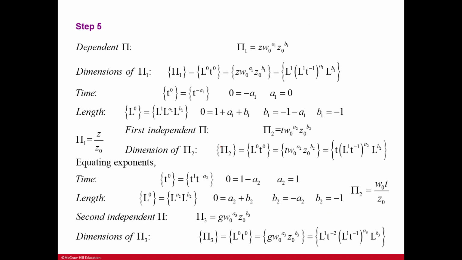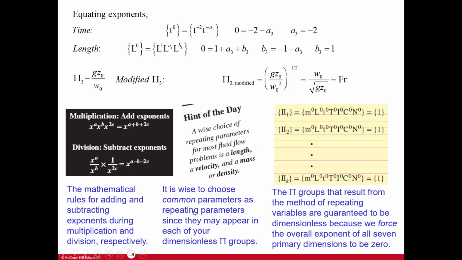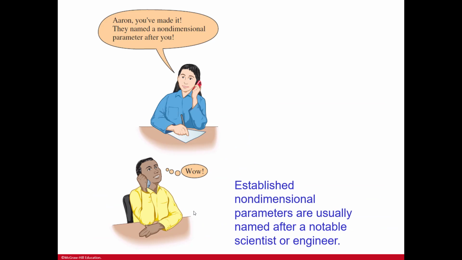And then step 5, you work it all the way through here. It looks like a lot of math, and it is, but it's a lot of small math. So you see dependent pi, dimensions of pi 1, time, length, x y z, second pi, dimensions of pi 3, things like that. So it's just breaking it down. And then here are mathematical rules that are great for adding, subtracting components, x y z. Hence, it's wise to choose common parameters just because it's easier, like length, velocity, mass, density, things like that. And then here, you've made the name a non-dimensional parameter after you. Wow. So established non-dimensional parameters are usually named after a notable scientist or engineer. If you come up with one, let me know. We'll name it after you.